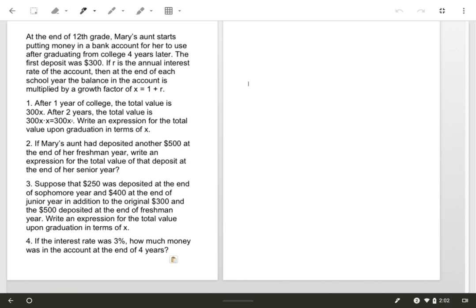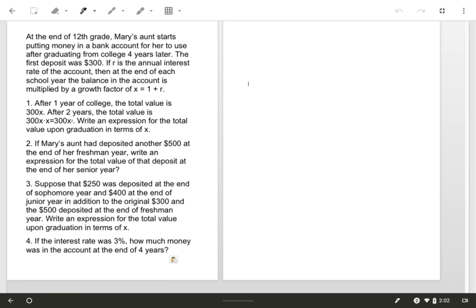If R is the annual interest rate of the account, then at the end of each school year, the balance in the account is multiplied by a growth factor of x equals 1 plus R. After 1 year of college, the total value is 300x. After 2 years of college, the total value is 300x times x, which equals 300x squared. Write an expression for the total value upon graduation in terms of x.